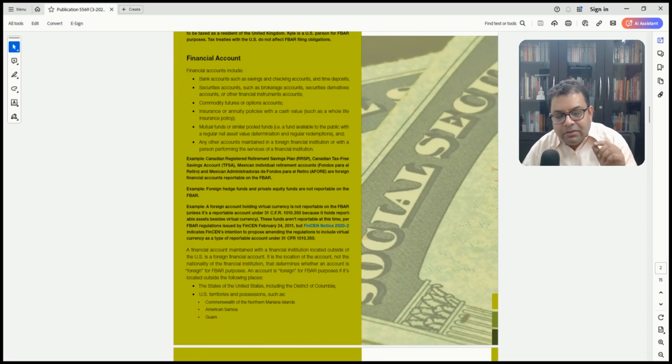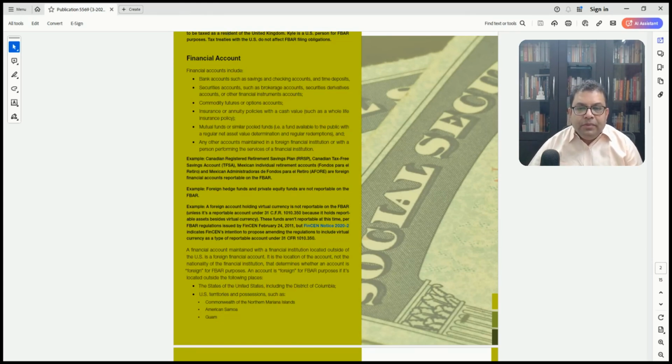Insurance will only trigger where it has a cash value. For example, if you have a term insurance in India, it will not qualify. It is only a whole life insurance policy which has a surrender value or a maturity value that will trigger a cash value. Or if the cash value is existing, then only it will qualify. Then mutual funds, for example, if you have mutual funds in India, it will qualify.